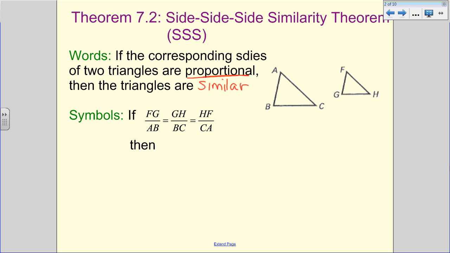So what does it mean to be proportional? Well, that means if FG is written in a ratio with AB, and if GH is written in a ratio with BC, and if FH is written in a ratio with AC or CA, and all of those ratios are equal, then I know that triangle ABC is similar to triangle FGH. That's all it means in terms of words. But notice we're not saying that the sides are equal. What we're saying is that the ratio of those sides are equal to each other.